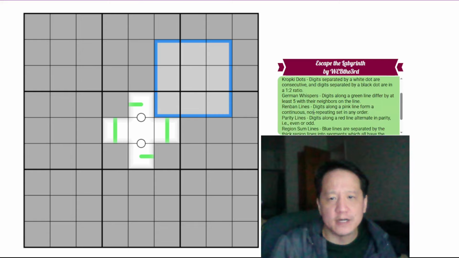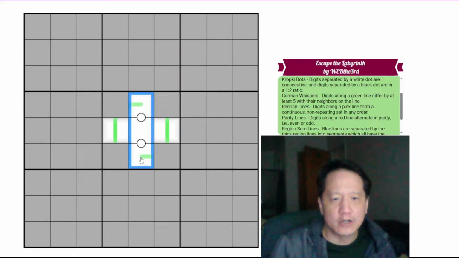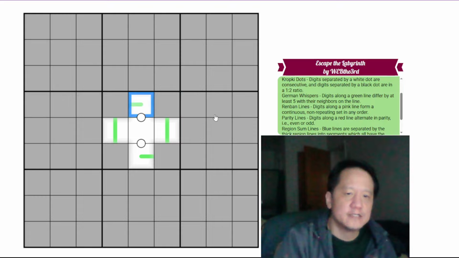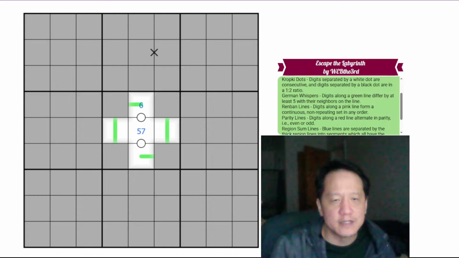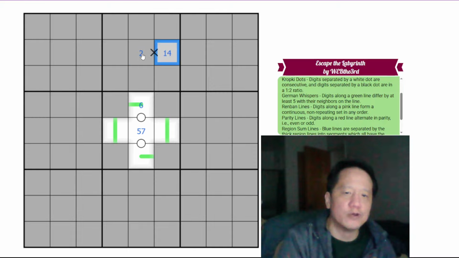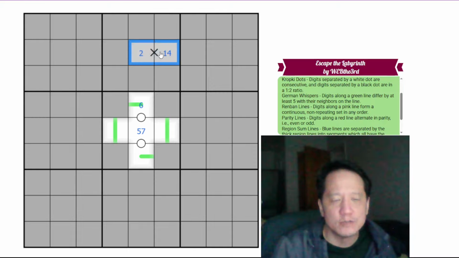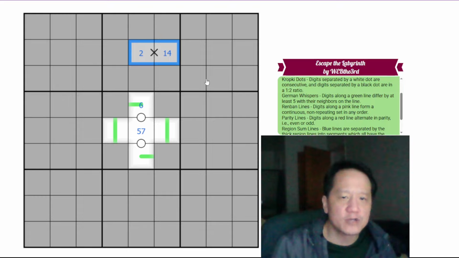We have Kropki dots, where digits separated by a white dot are consecutive and digits separated by a black dot are in a 1:2 ratio. So, for example, if this were a 6, this would have to be a 5 or a 7 to make sure that these digits are consecutive. And let's mark something as a black dot. Say the black X was a black dot. If we had a 2 here, this would have to be 1 or 4 to maintain the 1:2 ratio between them. And those are examples of how Kropki dots work.